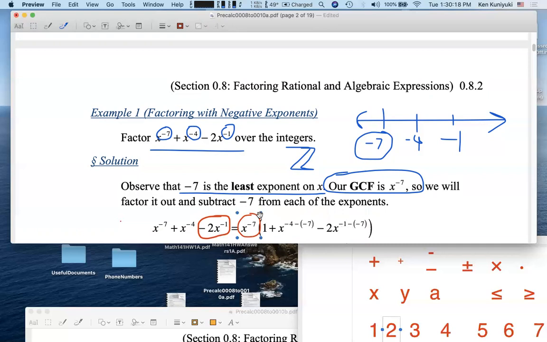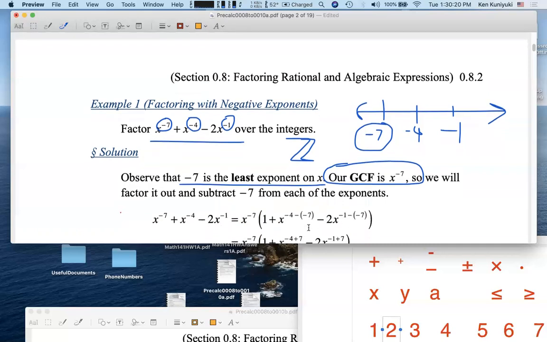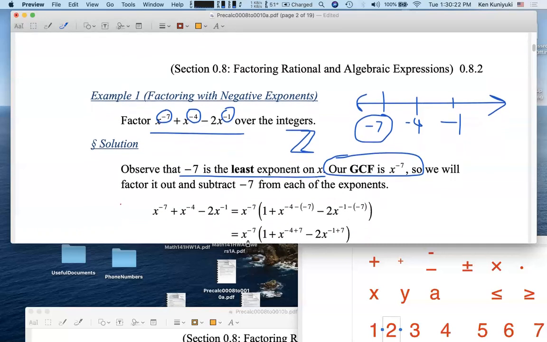And then let's clean this thing up. We have the x to the negative 7, our GCF out here. And then for this 3-term factor over here, we copy the 1 plus x to the negative 4 plus 7 minus 2x to the negative 1 plus 7. When you subtract a negative number, you end up adding a positive number. When you subtract negative 7, you add 7.